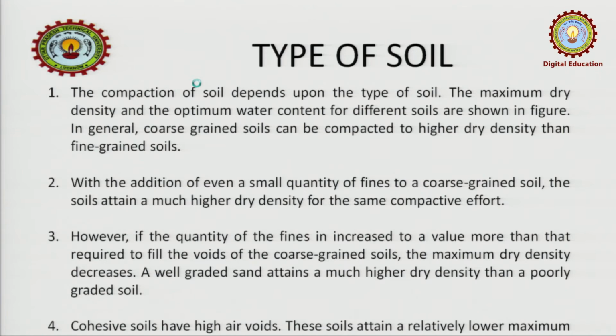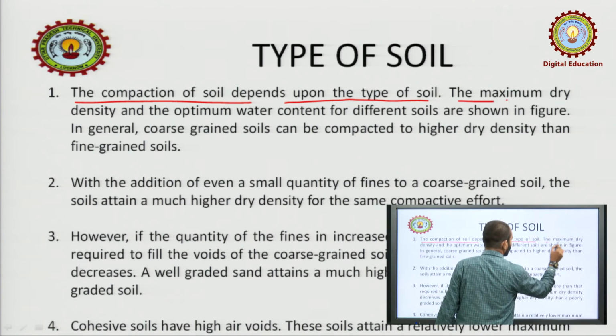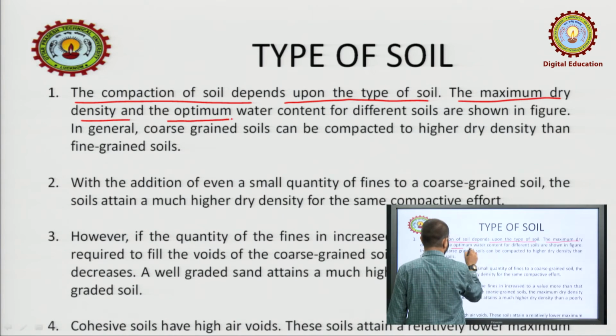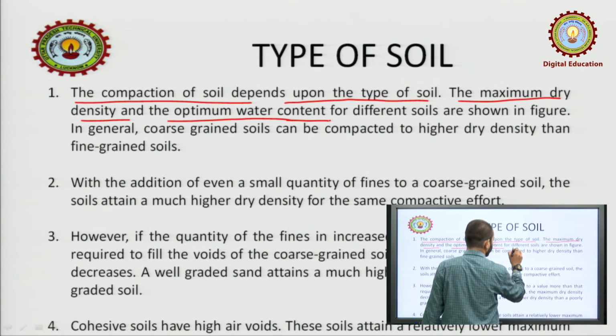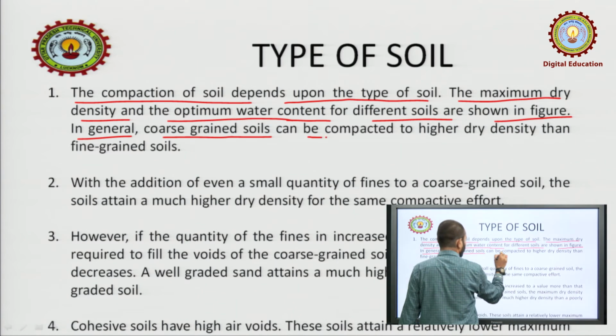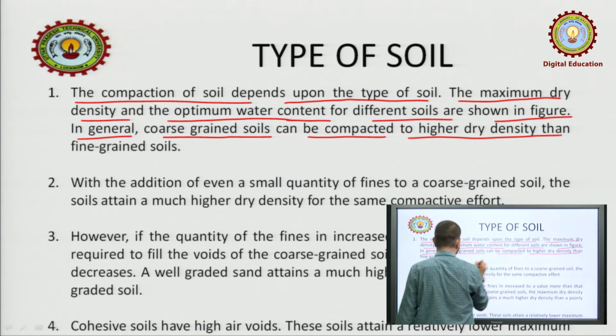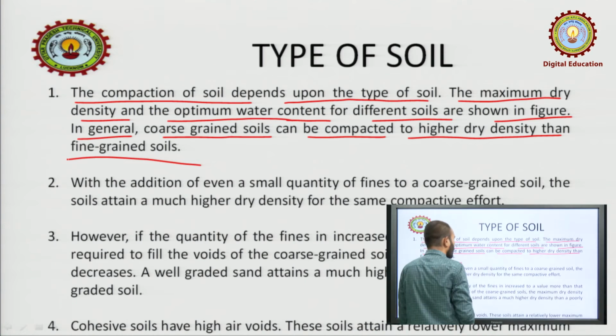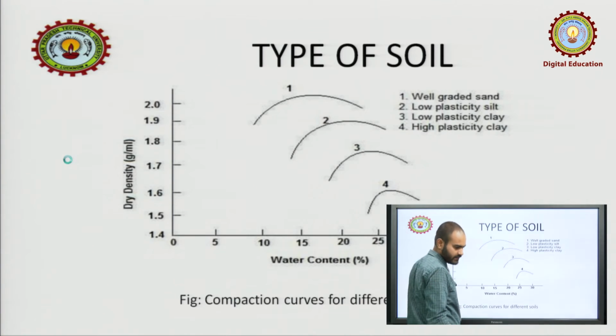Now let us move forward. Type of soil. How does this affect the compaction of the soil? The compaction of soil depends upon the type of soil. The maximum dry density and the optimum moisture content for different soils are shown in the figure. In general, the coarse grain soil can be compacted to a higher dry density than the fine grain soil. Okay. Let me show you the figure first of all. This is the diagram.